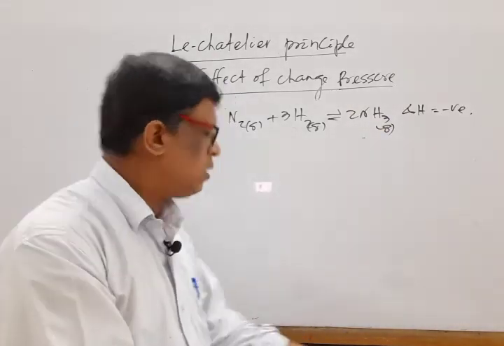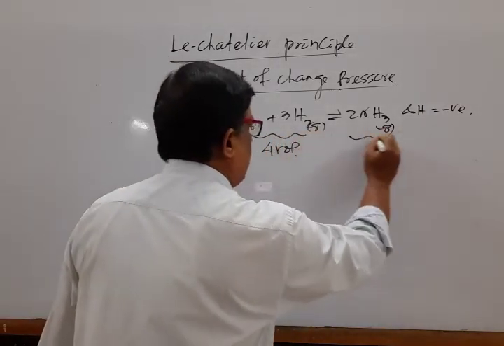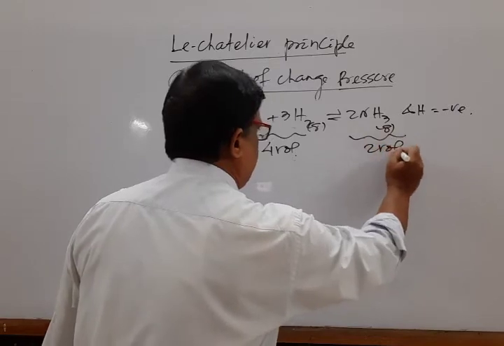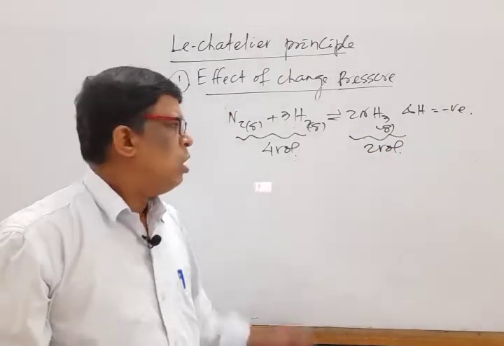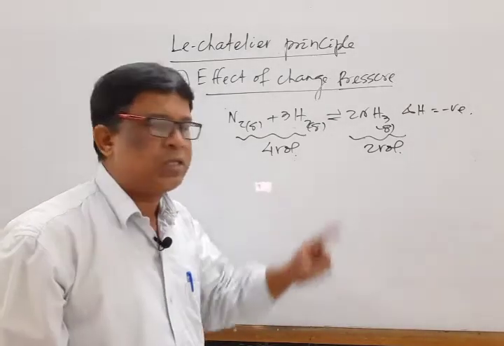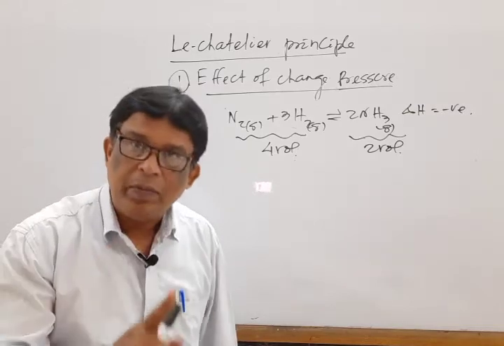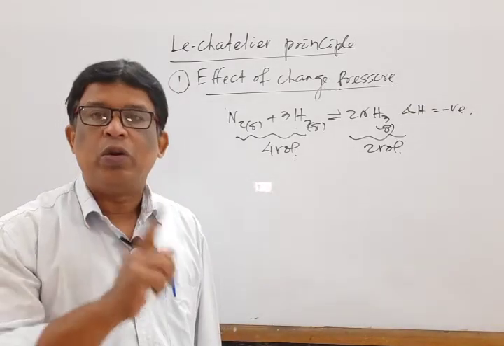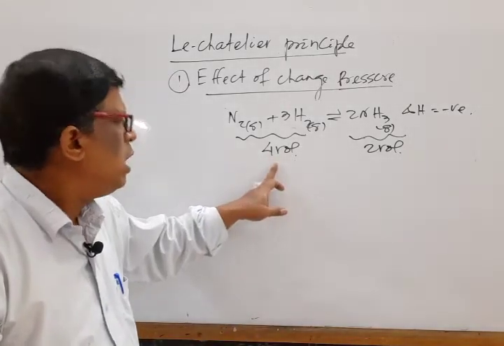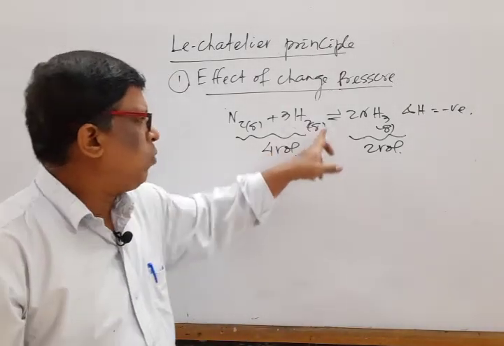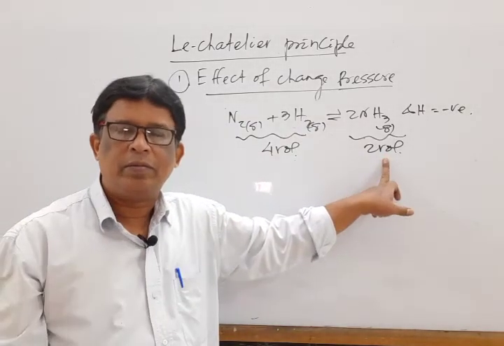Mark that one equation. Here total is 4 volume, here total product side is 2 volume. We know pressure and volume are inversely proportional to each other. So here if we increase the pressure, then the equilibrium will shift in such a way to move where volume is low. That means in this case, if we increase the pressure, then equilibrium shifts forward because volume is low. Which one is a favorable one?